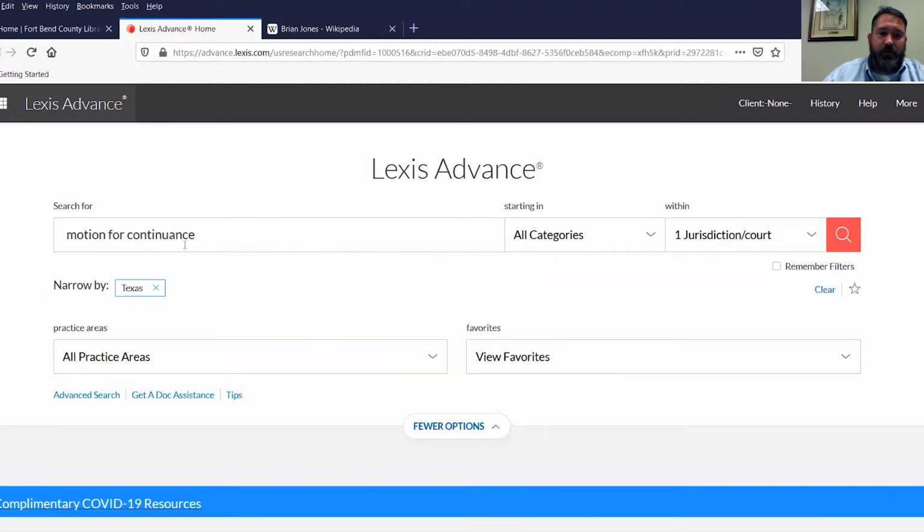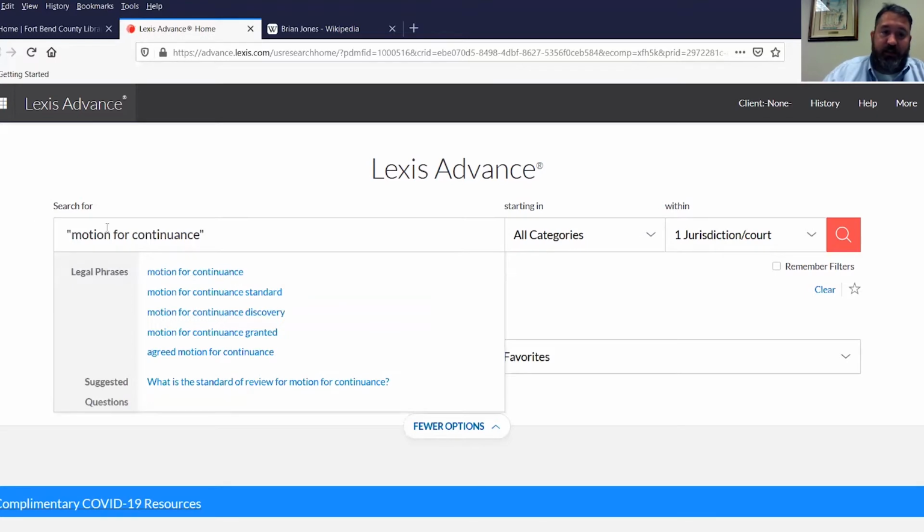So you can type in your search term, motion for continuance, and you can do things in various ways. This is just a natural language search, motion for continuance. You can put quotes around things to search only for things that have that exact phrase in them. That's how you do that. There's also a kind of search called terms and connectors. So say I wanted that exact phrase, and I also only wanted stuff that said, and Texas.